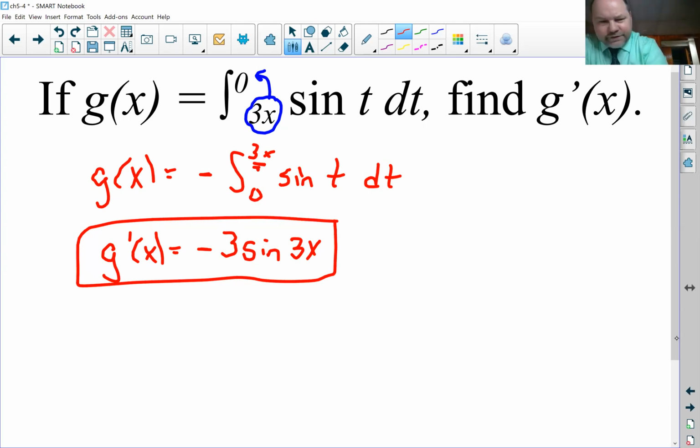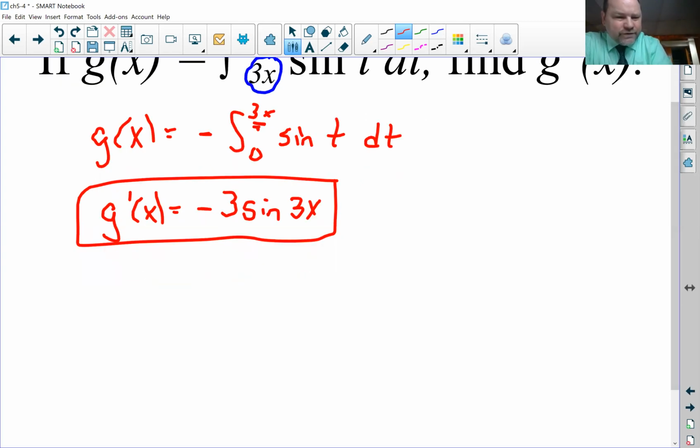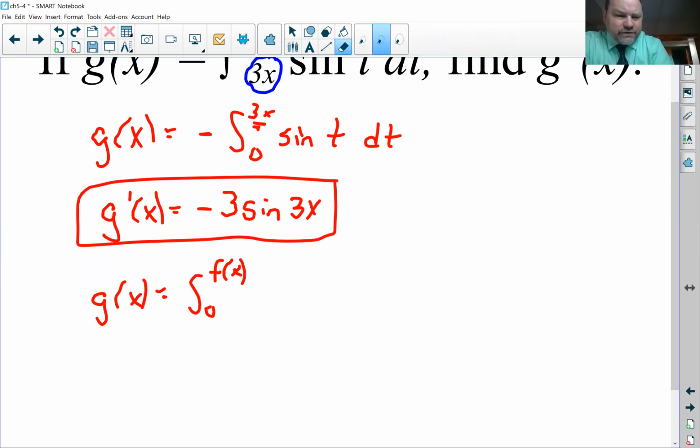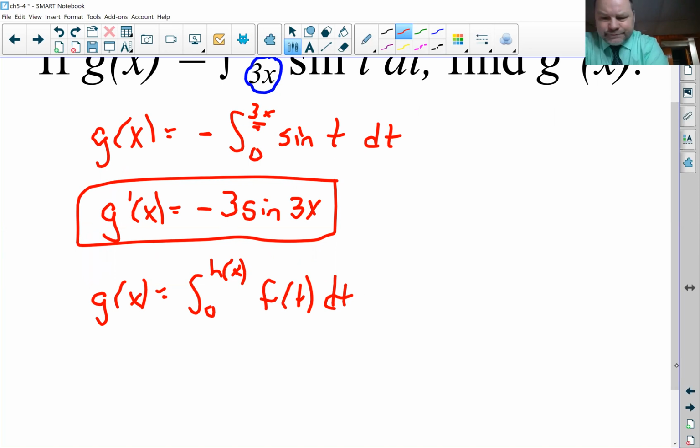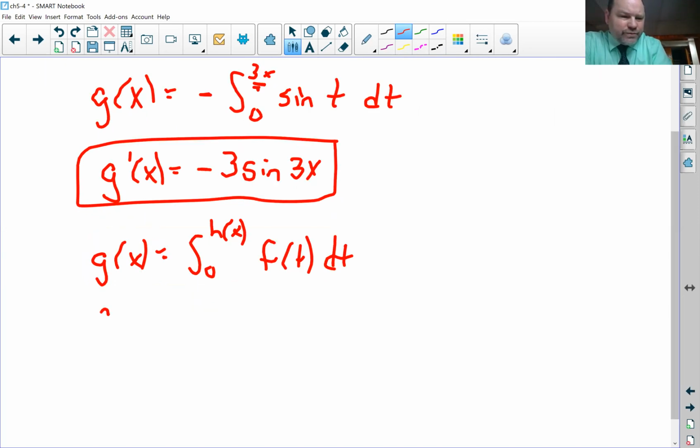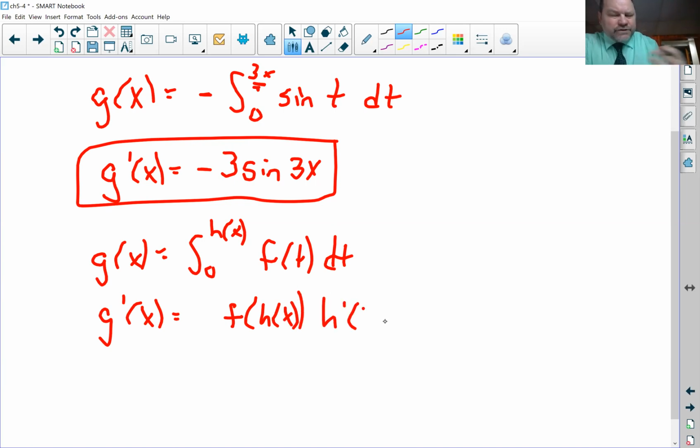So if you want to jot down, if we have g of x is the integral from 0 to some function h of x of f of t dt, then g prime is f of h of x times h prime. It's a chain rule idea.